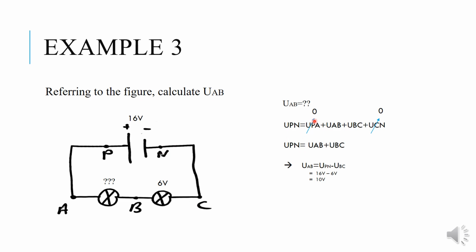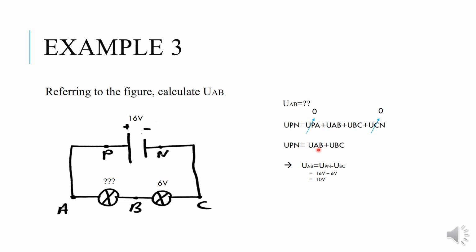UPA is crossed out. Why? Since it's a connecting wire. We don't have an electric appliance here. And UCN is also crossed out. Why? Since it's also a connecting wire. We don't have an electric appliance here. So it's equal to 0. We end up with UPN equals UAB plus UBC.